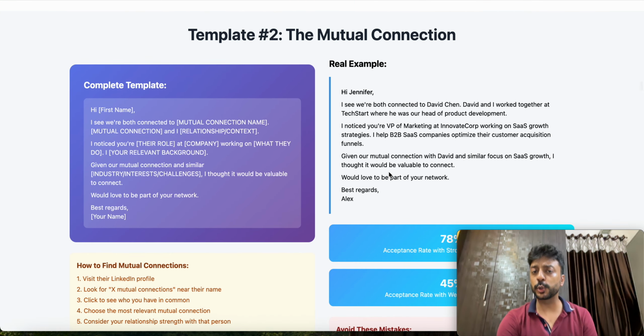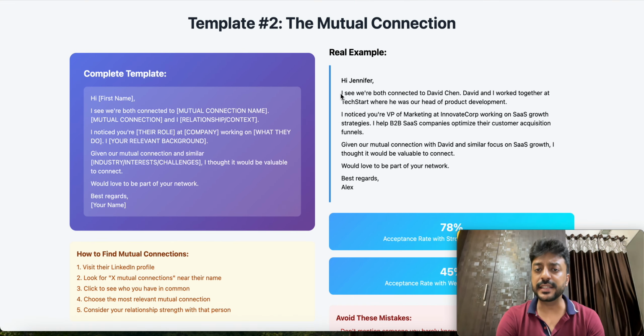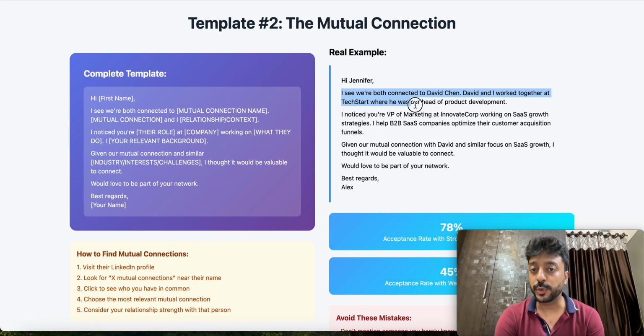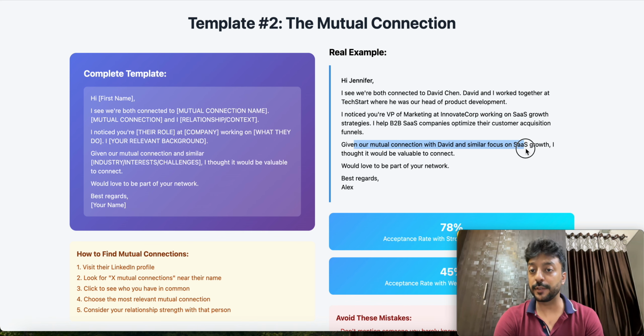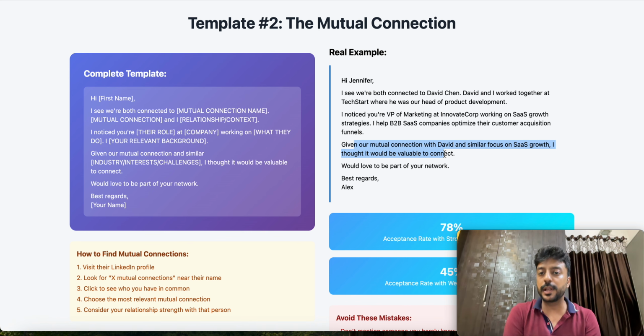Then when you have a mutual connection, you can say, "Hi Jennifer, I see we are both connected to David. David and I worked together at a tech startup where he was our head of product development. I noticed you are VP of marketing at Innovative Corp working on SaaS growth strategies. I help B2B SaaS companies optimize their customer acquisition funnels. Given our mutual connection with David and similar focus on SaaS growth, I thought it would be valuable to connect."